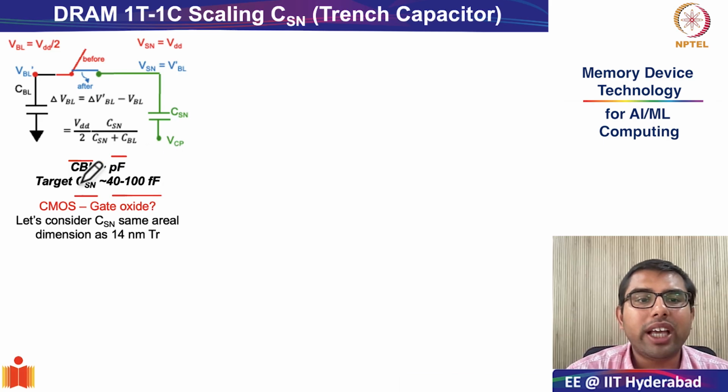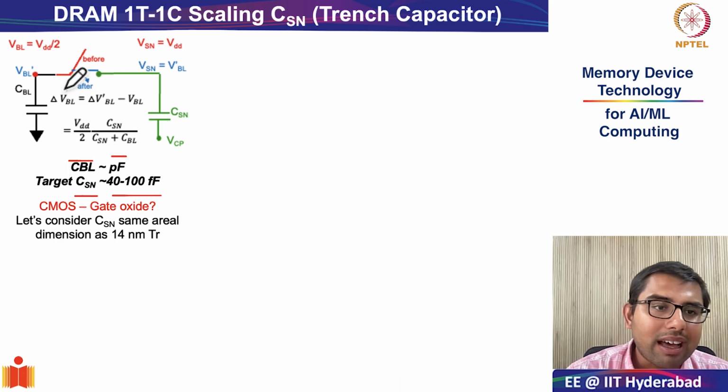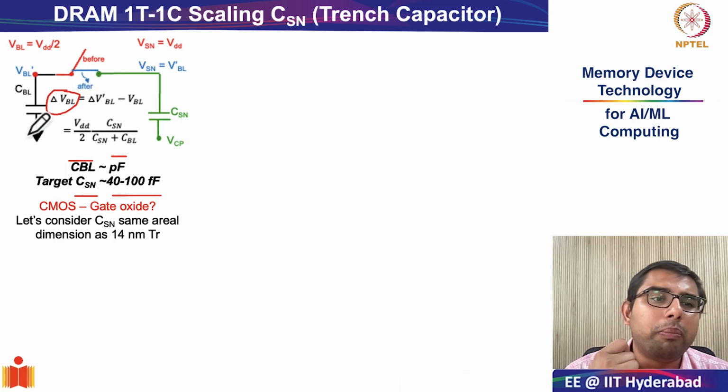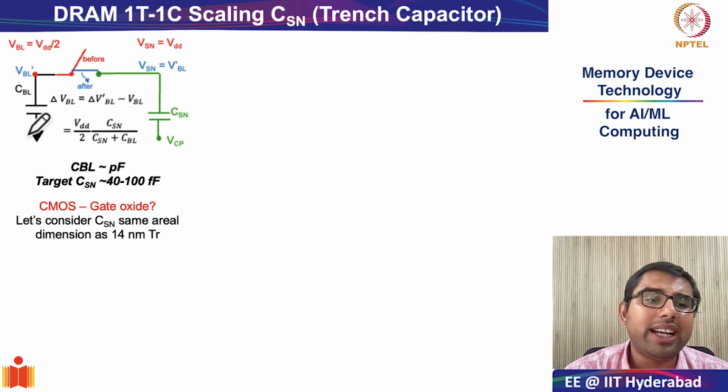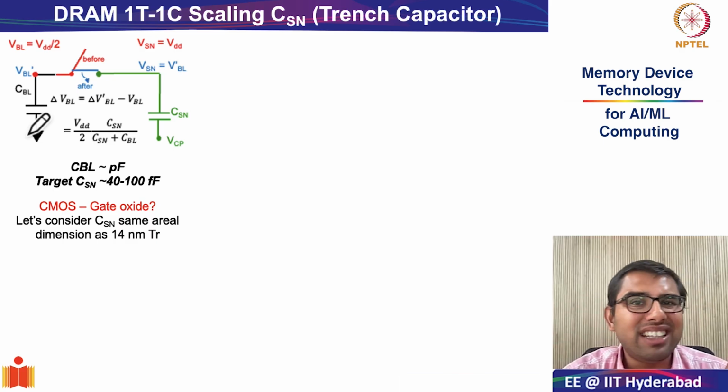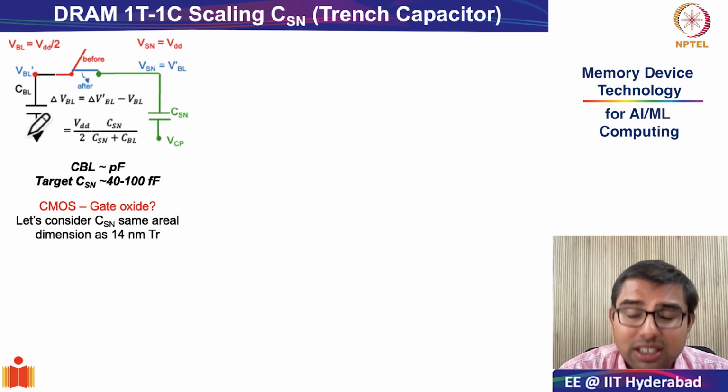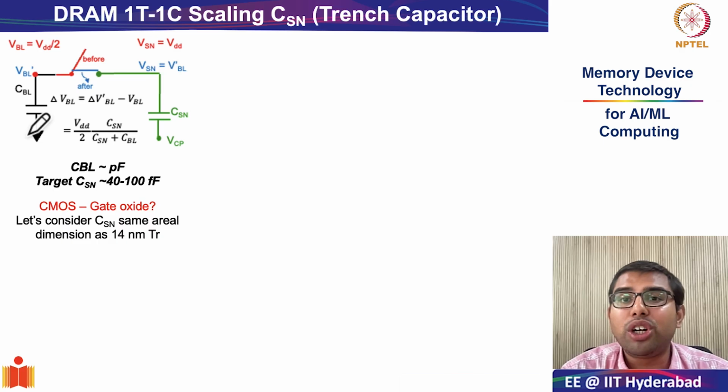If the value is much lower than 40 to 100 femtofarads, the delta VBL that your sense amplifier will see will be very, very less, and therefore your sense margins will go for a toss. Okay. So the natural question which then comes to our mind is, in our regular CMOS processing, you have your gate oxide, which is a very thin gate oxide, and therefore it is supposed to have very high capacitance. Remember, C is inversely proportional to Tox.